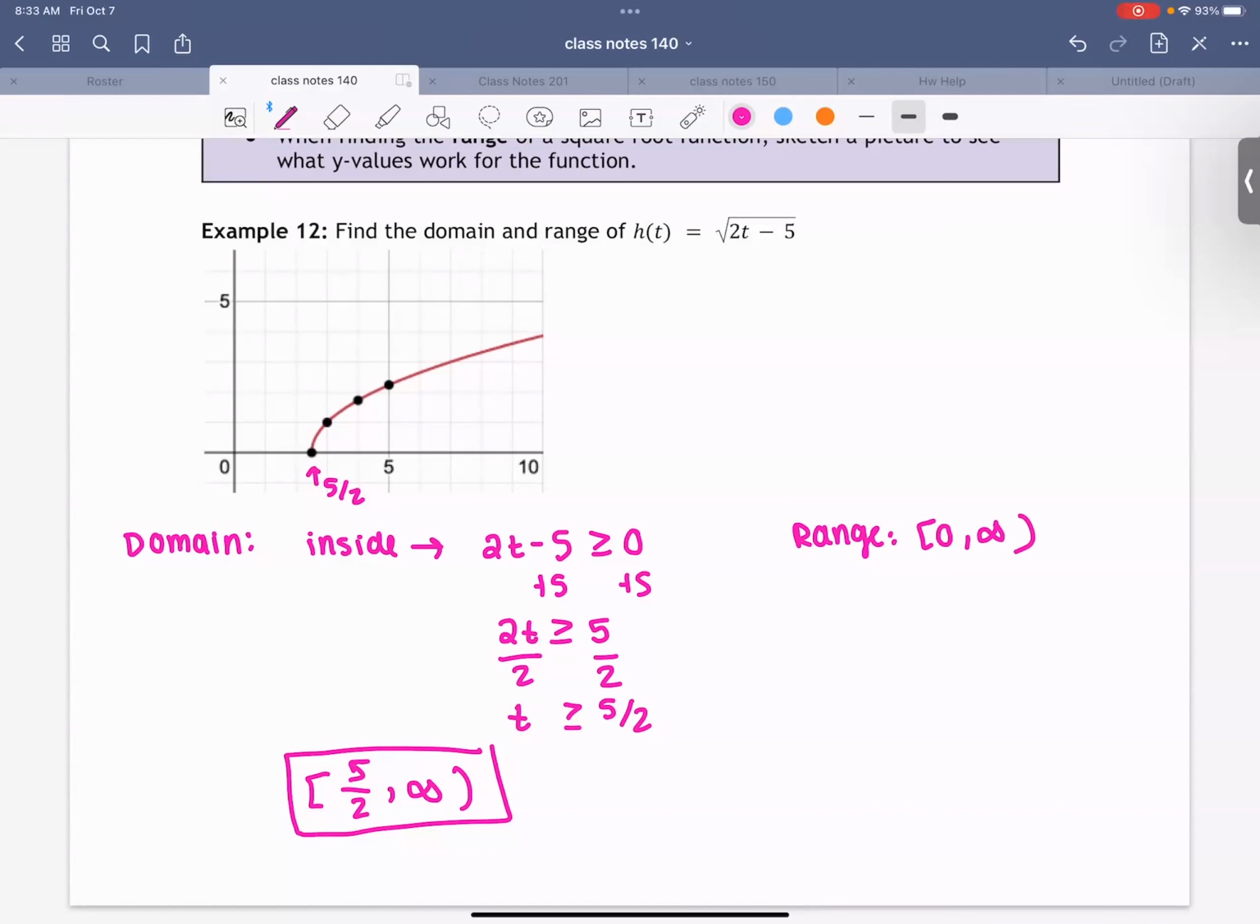Any questions on the square root function? Okay, I'll do one more and I promise I'll let you try some on your own. Oh yeah, we do have a quiz, don't we?